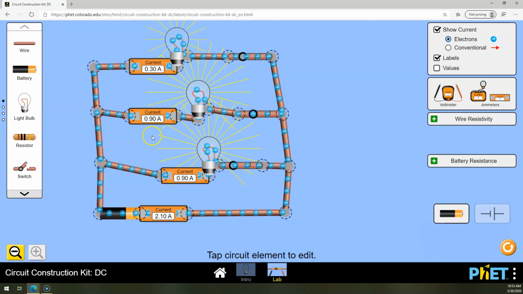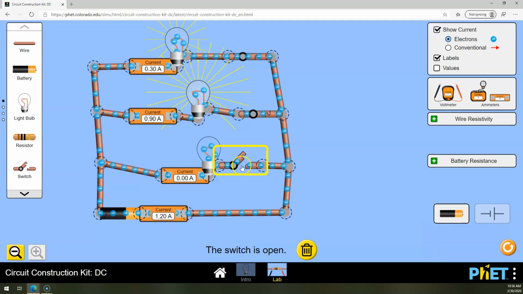Everything else stayed the same. But what happened? Because now there are more paths for them to go on, for this to light up, the total amount of current had to increase. Less paths, less current; more paths, more current. Seems pretty simple, right?